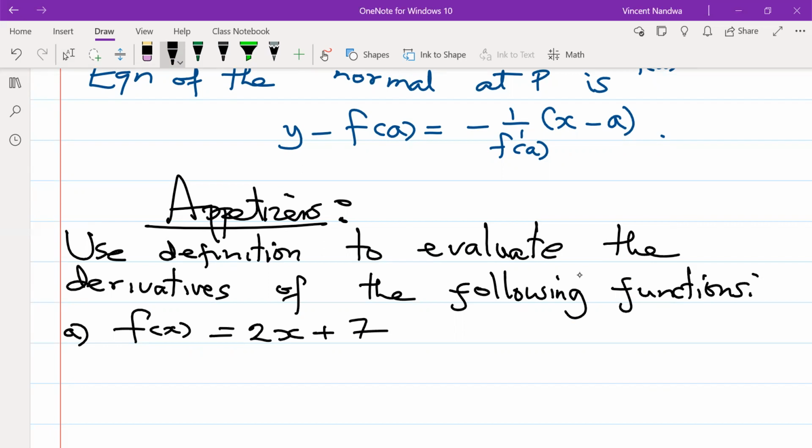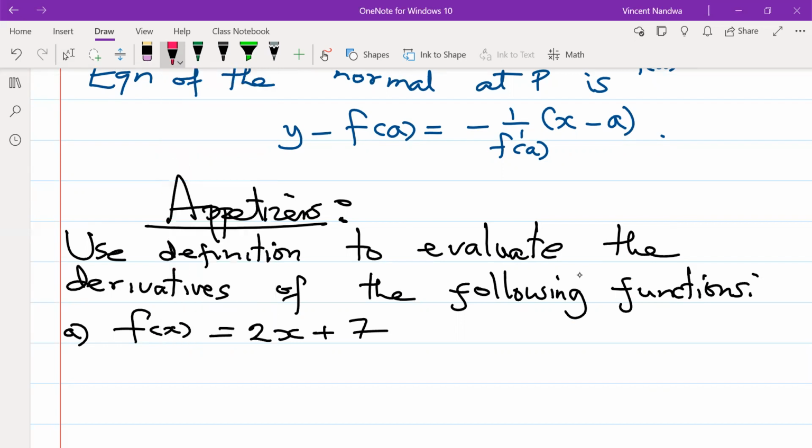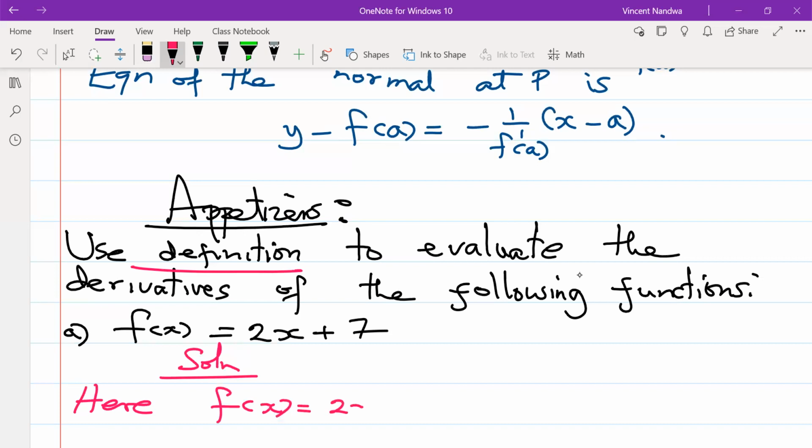So remember, when we say use definition, it is the same as use first principle, which simply means getting the derivative using the limit definition. So solution, we'll say here, f of x is given by 2x plus 7. This is what is already given in the question.